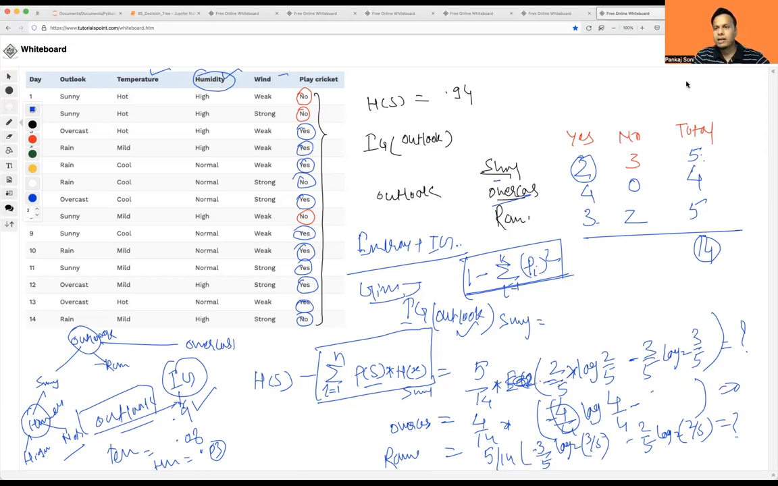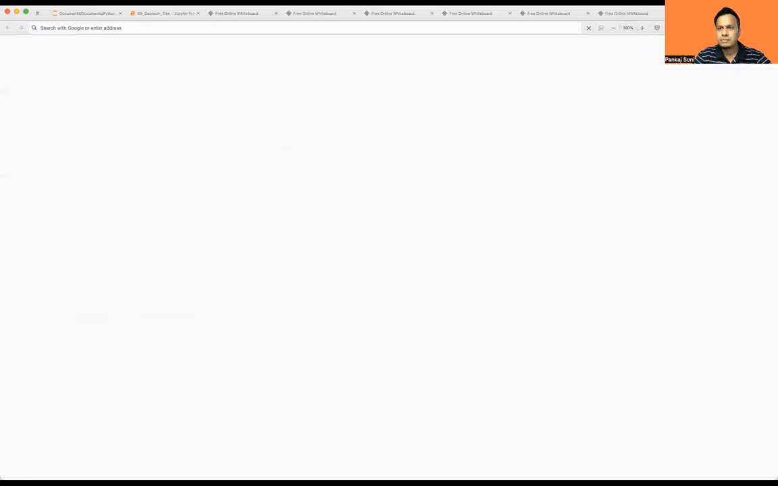So let me show one graph of how it is different from entropy. Let me just use a duplicate tab.